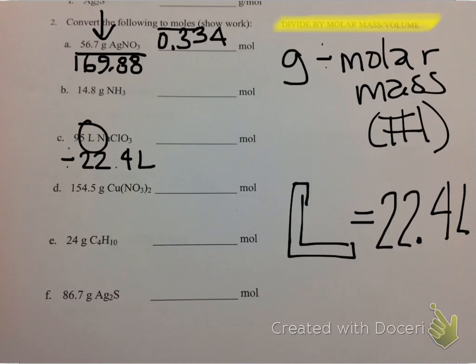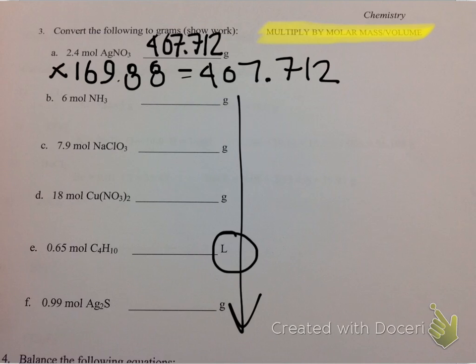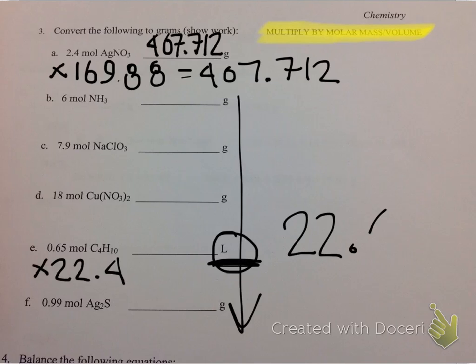The neat thing about gases is that you can have them in liters. You don't have to take their molar mass. You just have to know 22.4 liters. So on this one, you divide by 22.4. On this one, you're going to multiply by 22.4. So anytime you see those liters, you're using the number 22.4 instead of the molar mass.